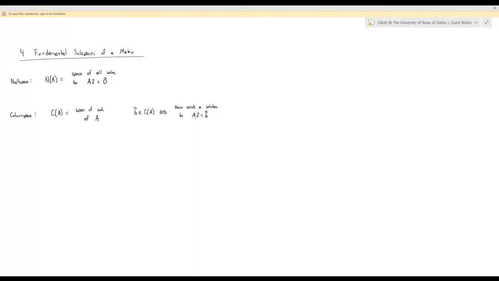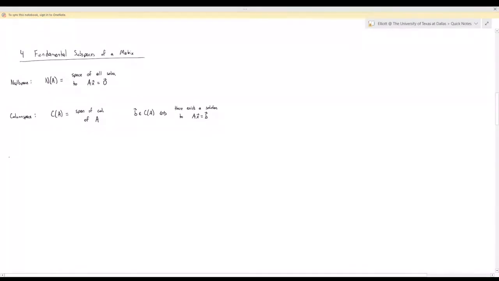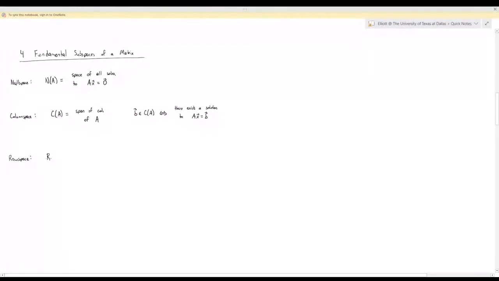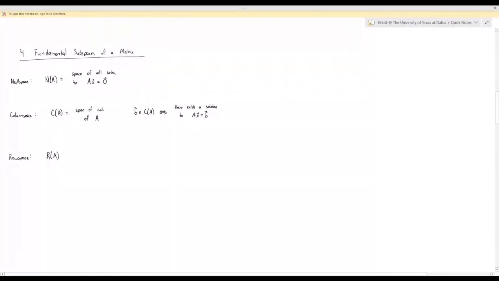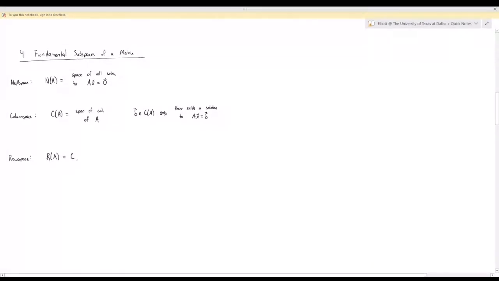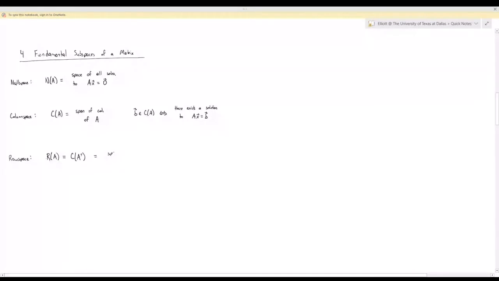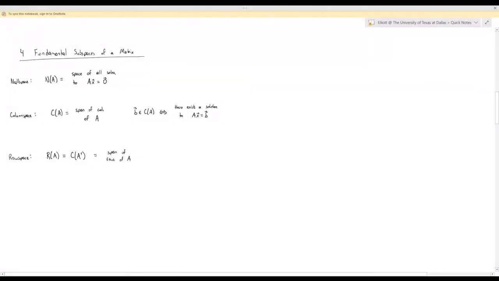So we've encountered these 2 of the 4 fundamental subspaces. And then the other 2 are the row space, which we denote as R(A) for the row space of A. Row space of A is defined to be the column space of A transpose. Because remember that the rows of A are the columns of A transpose. But essentially, you can think of it as the span of the rows of A.